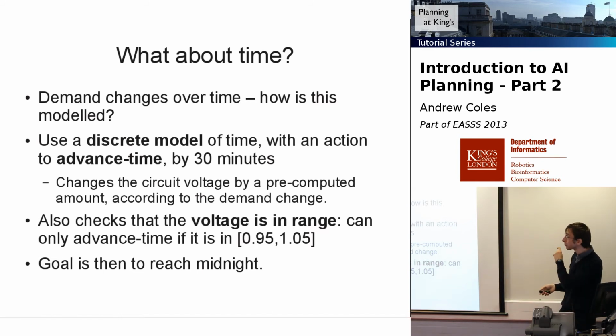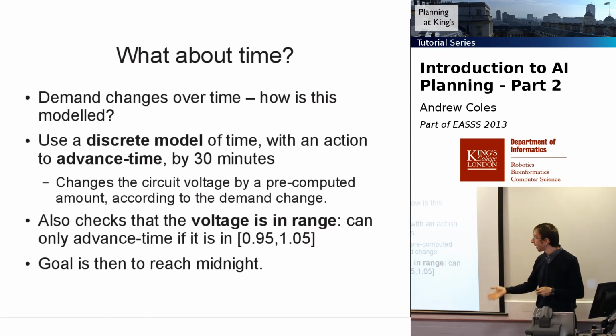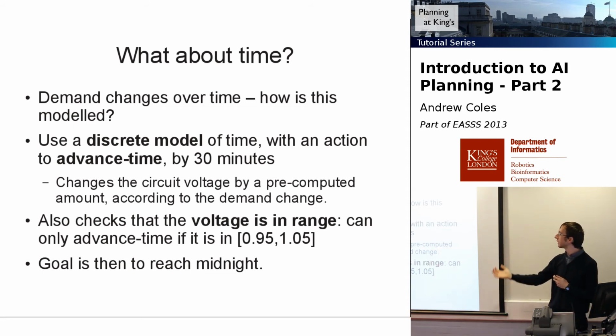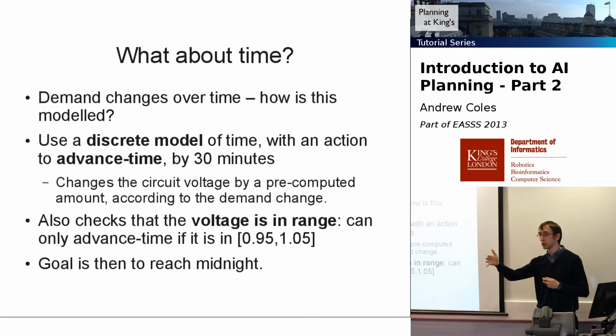And for this problem, we can use a discrete model of time. We can divide the day into 30-minute intervals, and then we say, at each 30-minute interval, are we going to do something or are we not going to do it? And the way we can do that in the planning problem model is just to have an action called advance time. So it's a dummy action, and it has the effect of changing the voltage on the circuits by what would happen in reality when the demand changed at that point.